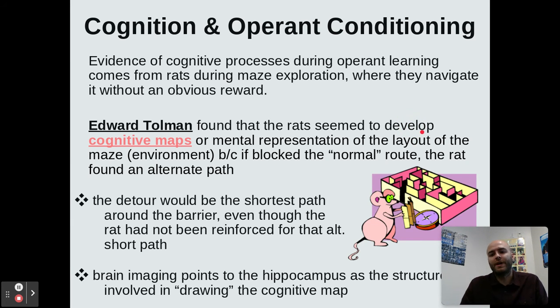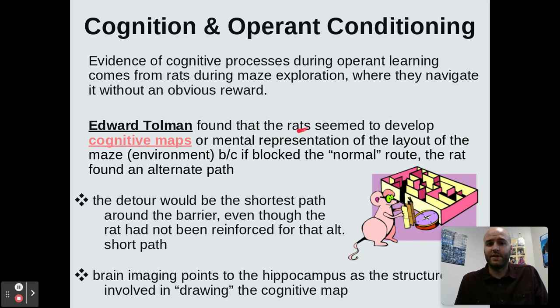So I know when we talked about classical conditioning, we discussed the cognitive and biological impacts on it as well, and we have to do that with operant conditioning here also. So there is evidence of cognitive processes during operant learning. We know this from an experiment where rats were placed in a maze and allowed to explore and navigate it without any obvious reward, right? So there's no reward for this behavior. They're just placed in a maze and they can explore. And this was done by Edward Tolman.